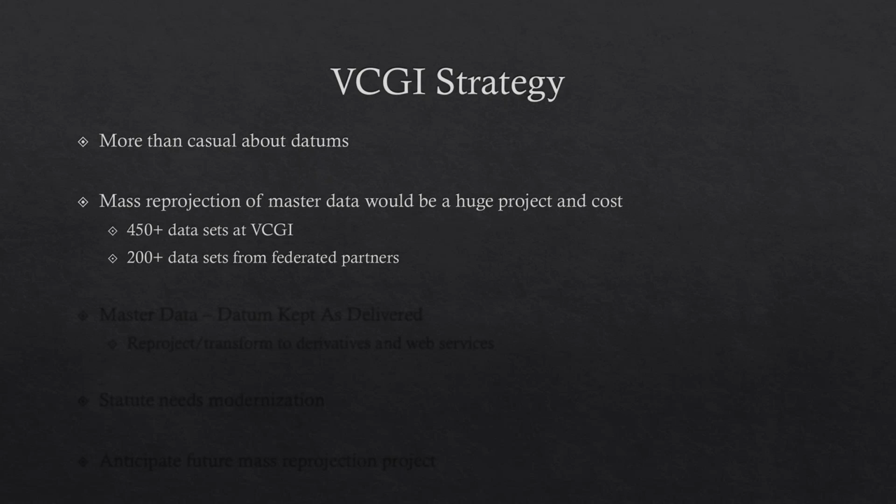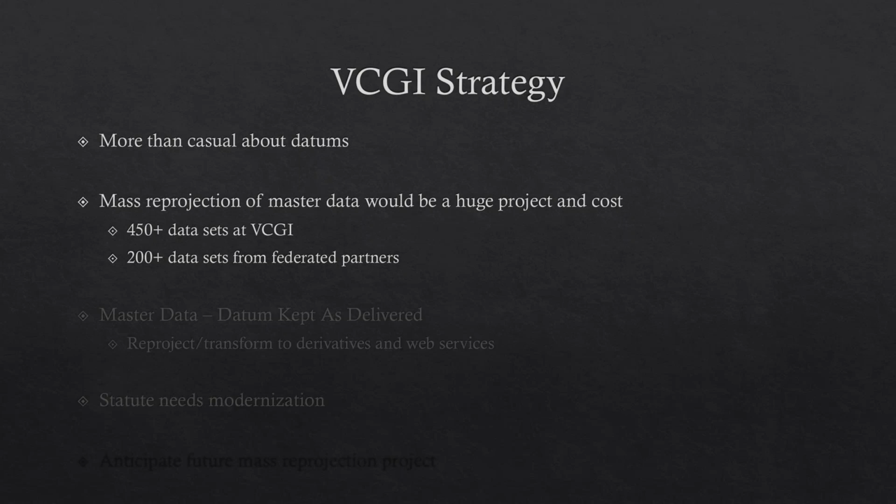And I should tell you that VCGI has about 450 individual data sets or data resources, and in addition to that, there are more than 200 data sets available through our federated partners, which means other state agencies and in some cases organizations that are outside of state government, such as regional planning commissions. We are going to continue to respect the concept of master data, and in most cases we are going to keep the master data in the datum as it was delivered. Still, users sometimes need to consume through Web Mercator or something else, and we will make products and services that are suitable for those uses.